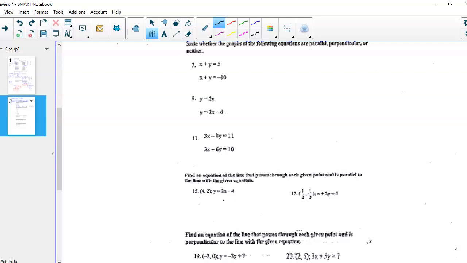So when we're solving this, we'd have to subtract x to both. So y equals negative x plus 5, and y equals negative x minus 10. Are these parallel, perpendicular, or neither? Parallel. I would know that because the slopes are the same. Yes. That's the symbol for parallel lines.